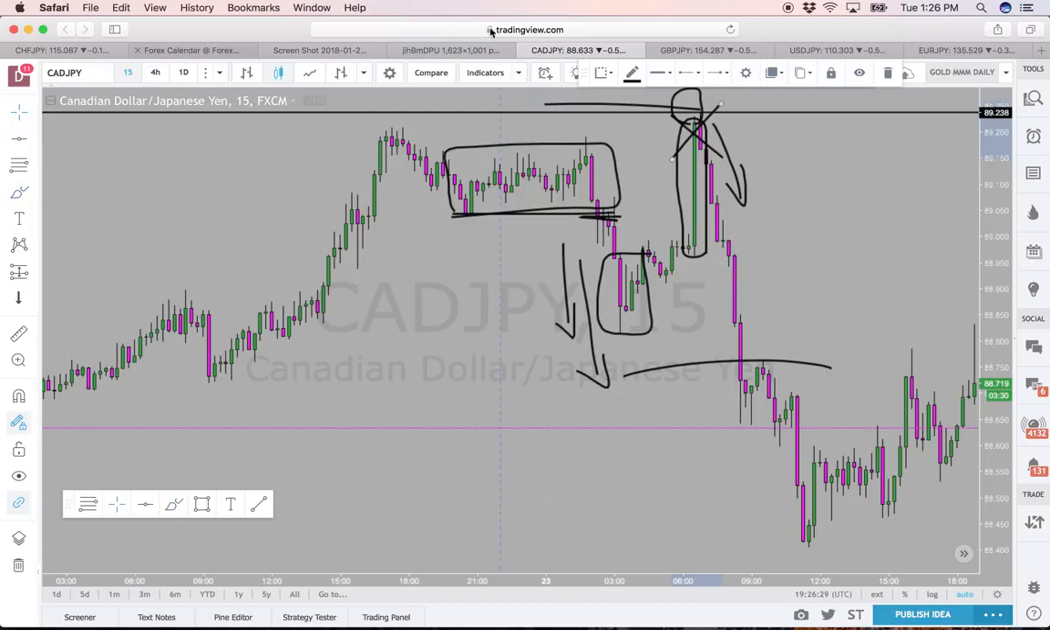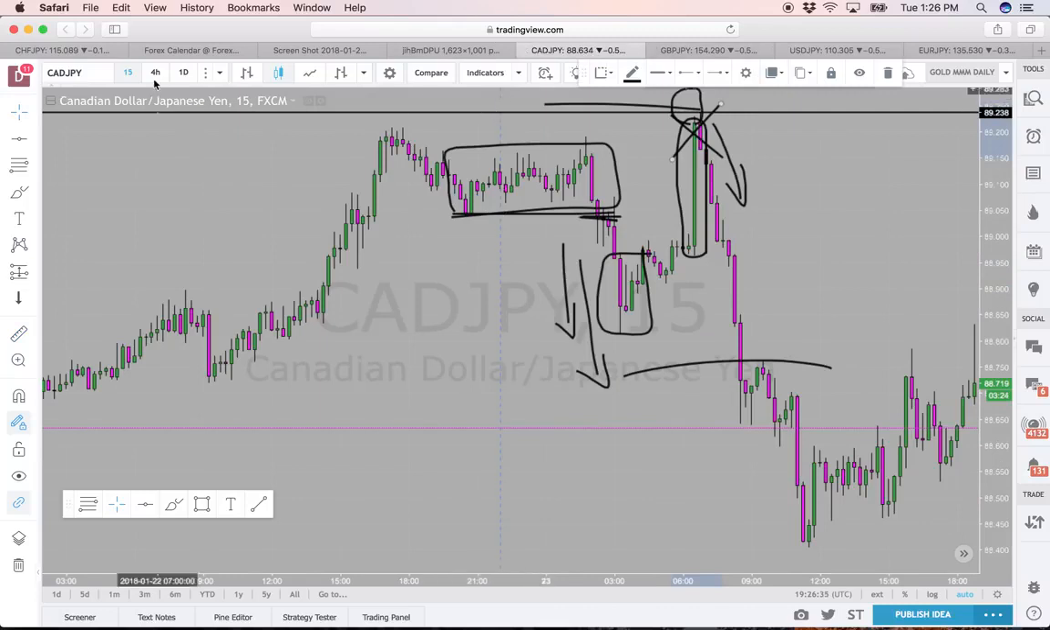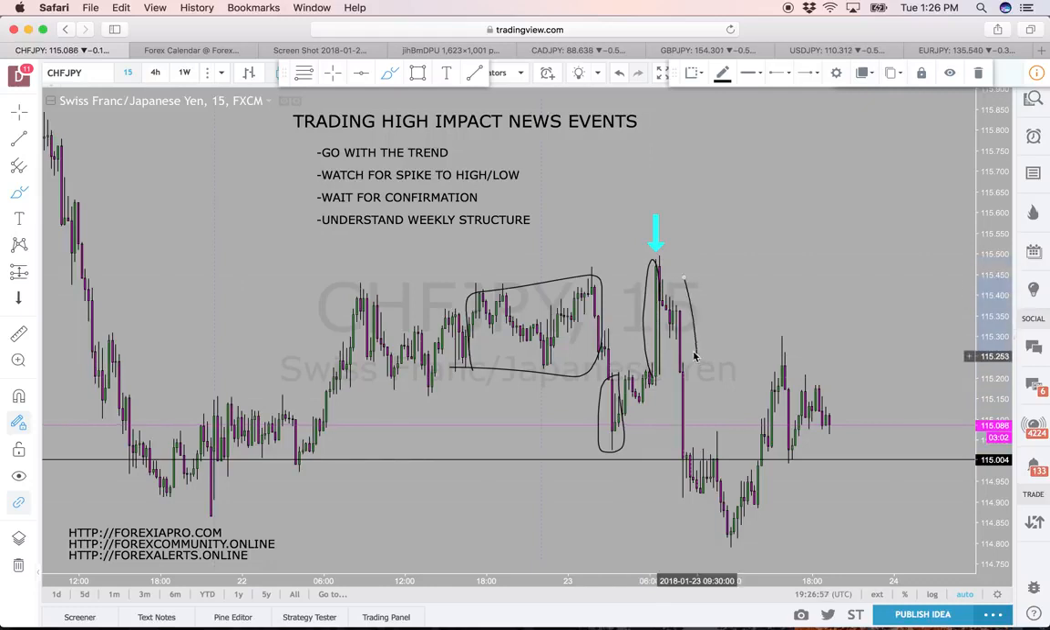This happened on just about every JPY pair, across all JPY pairs. Really basically the same exact structure. It was the consolidation, induce traders short, and then induce them long, and then reverse the market.